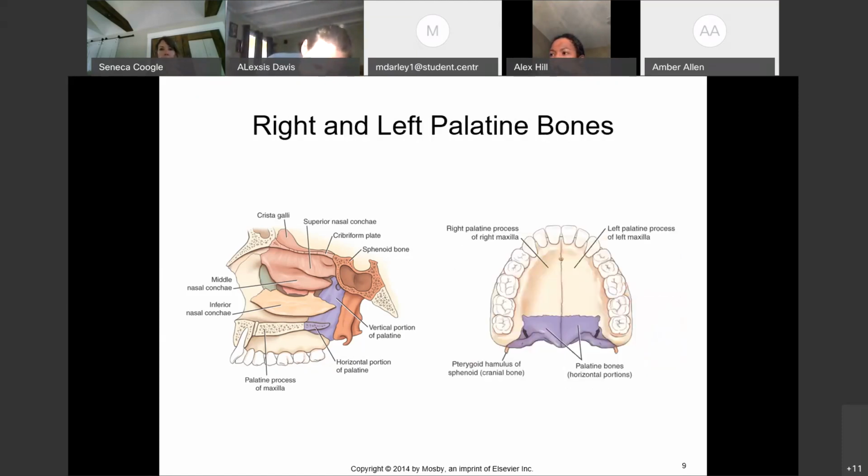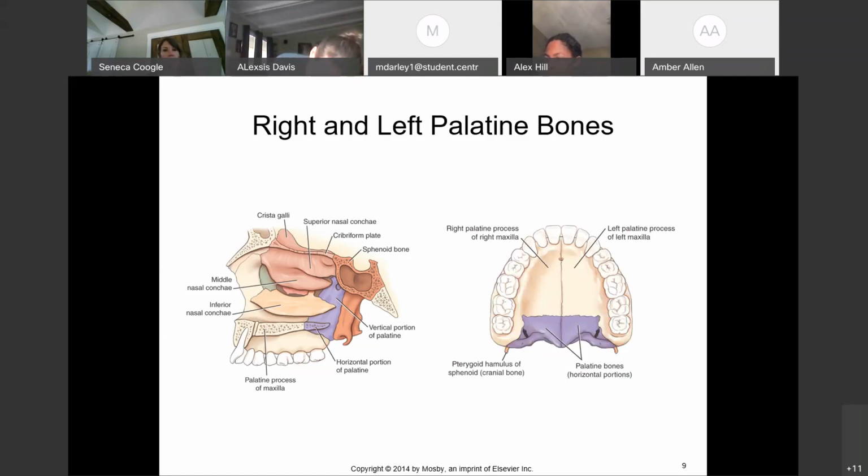Here are your right and left palatine bones. These are L-shaped, and they're hard to see. They're internal. Like I said, you have to break apart a skull to actually see the two palatine bones. But they do make up the hard palate, that's the roof of your mouth. The inferior nasal conchae articulate with the ethmoid, maxilla, lacrimal, and palatine bones.